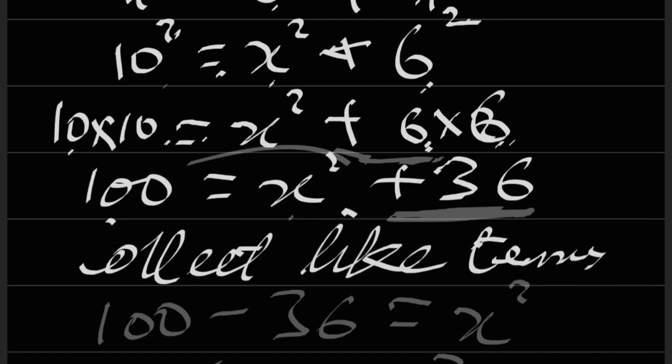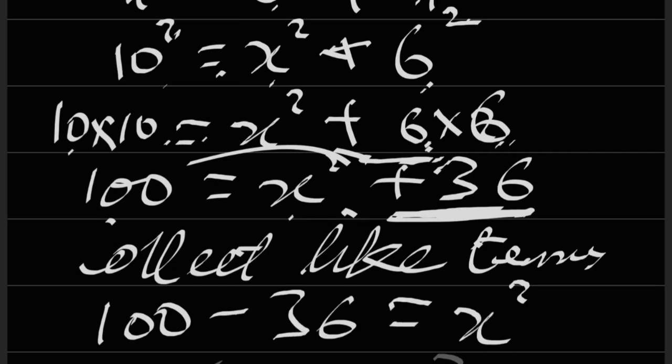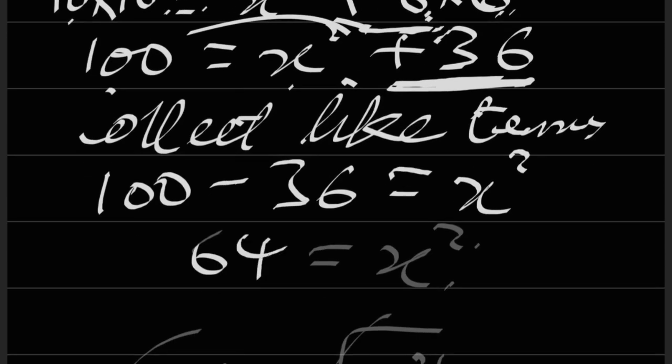That is to say, this number will have to go across to meet its fellow number. This very number here will go across. Since it is positive, when it goes across, it will become negative. So we have 100. When plus 36 comes across, it becomes minus 36 equal to x square. 100 minus 36 is 64. 64 equals x square.